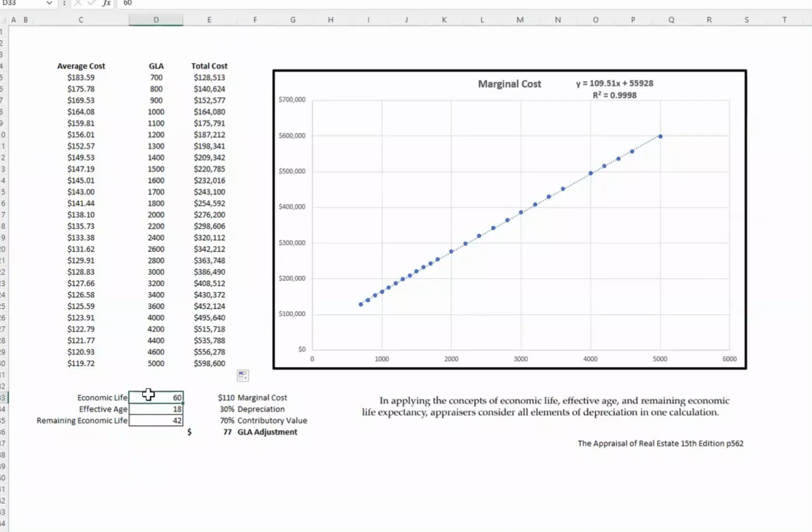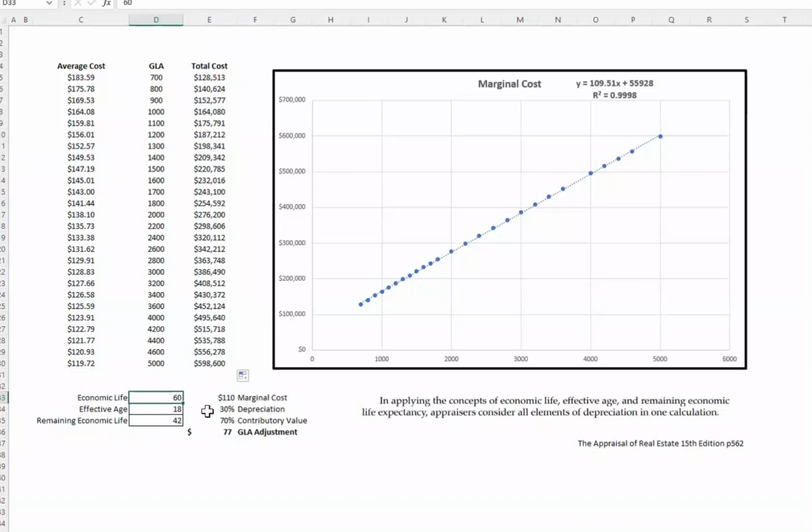Now, a Q4, according to National Building Cost, they start with an assumption of a quality of a Q4. They call it good standard. They assume that that's a 60-year economic life of that building. Now, the effective age, I've just got an example in here of 18 years.